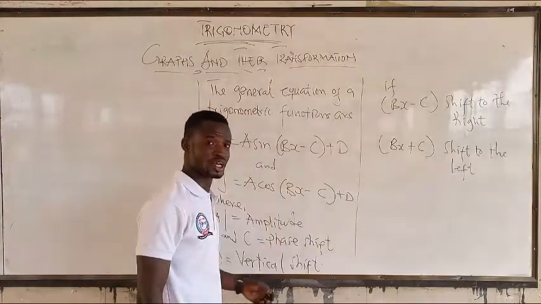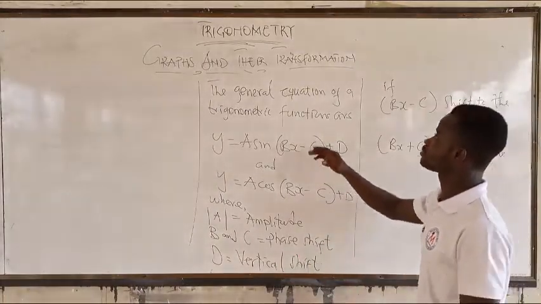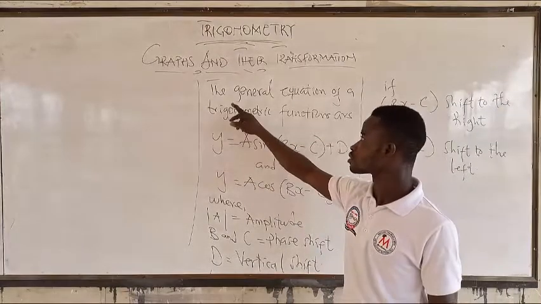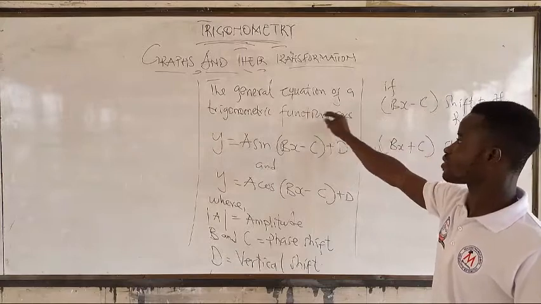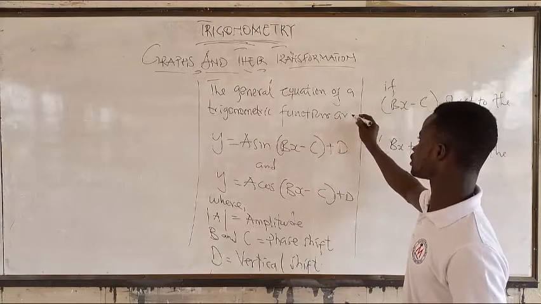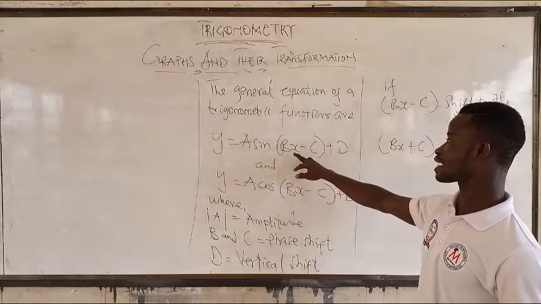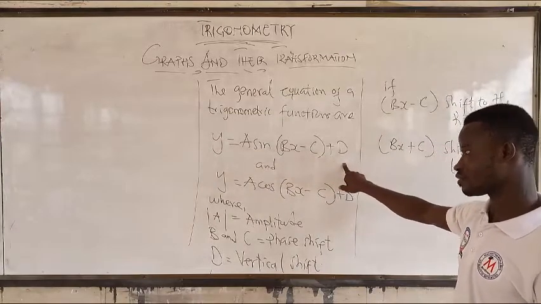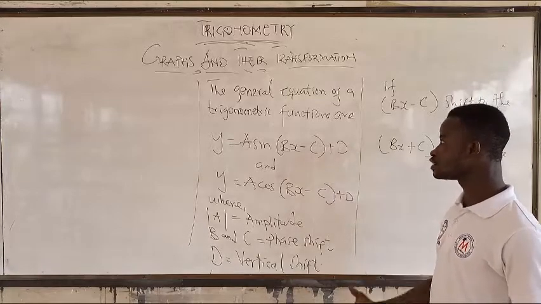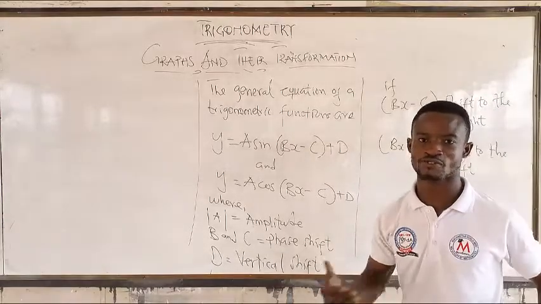Alright, in this video we are going to look at graphs and their transformation. Now, the general equation of a trigonometric function is y = a sin(bx − c) + d. We are saying that this is the general equation of the trigonometric function when it is transformed.